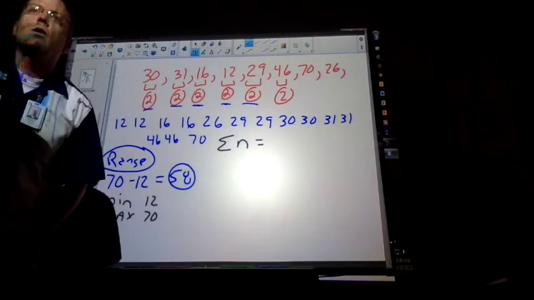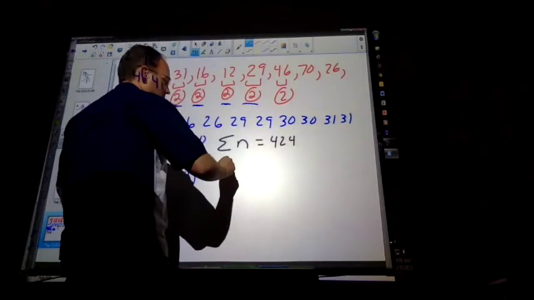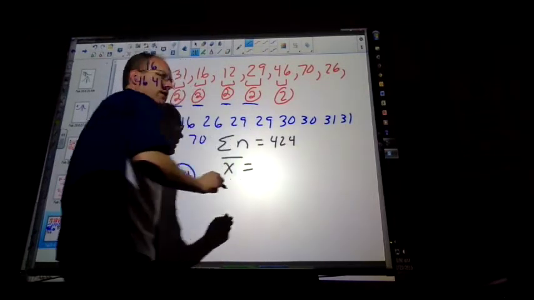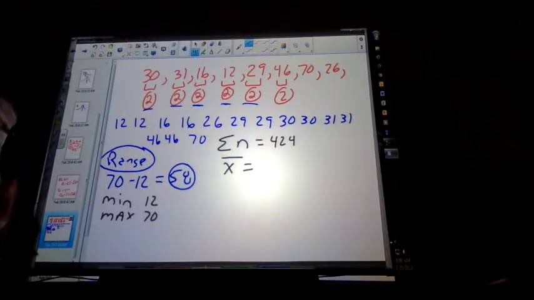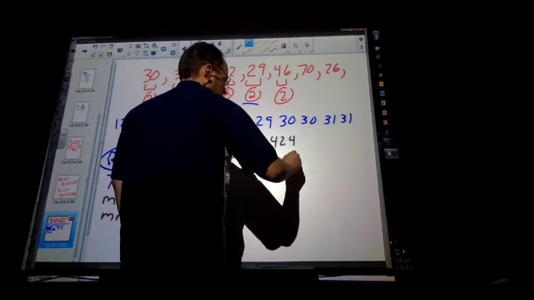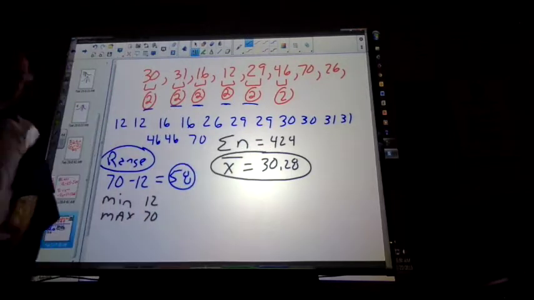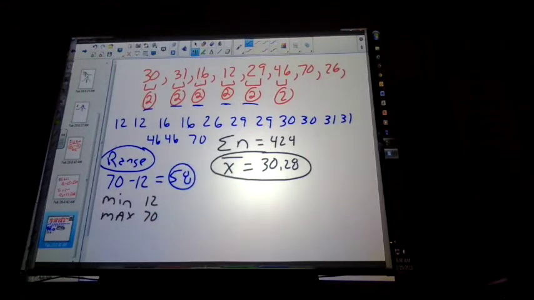How much? 424. And 424 divided by 14 is how much? 30.28. Okay. So all of my scores added together, then divided by n, the number of scores, we found the average to be 30.28.